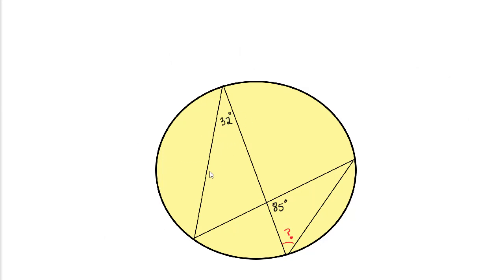I have a 32-degree angle shown there, and I know that spans the arc from here to here. I also notice I have another inscribed angle on the surface of the circle that spans the same arc. So I know that must also be 32 degrees.